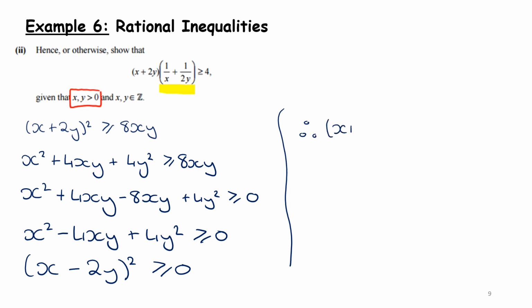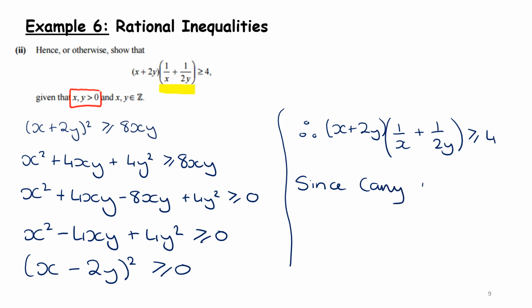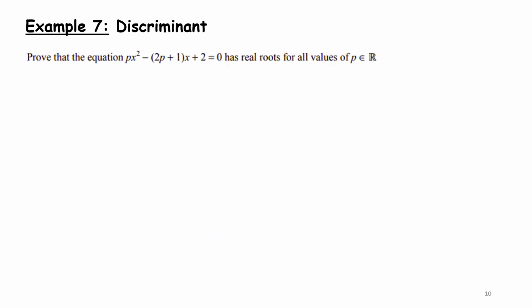So therefore, x plus 2y times 1 over x plus 1 over 2y is greater than or equal to 4, since any real number squared is greater than or equal to 0.